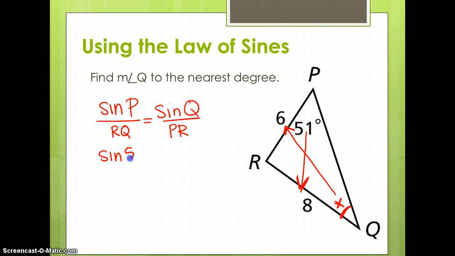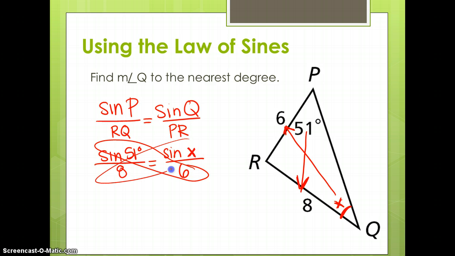So now we just need to fill in what we know and what we don't, as far as variables. So angle P is 51 degrees, and RQ is 8. Sine, and we don't know angle Q, so we're going to throw in our variable x here. And PR is 6. So now, again, how do we solve when we're the only sine, cosine, tangent? We're going to try and cross multiply. So 6 times sine of 51 degrees equals 8 times sine of, and we don't know what that angle is, so we're going to leave it as x.